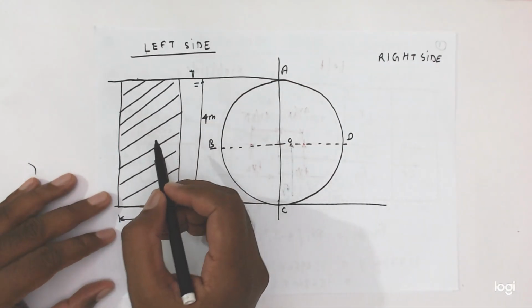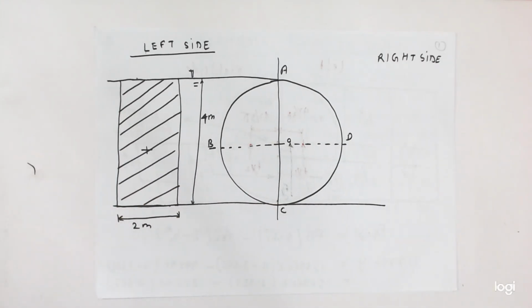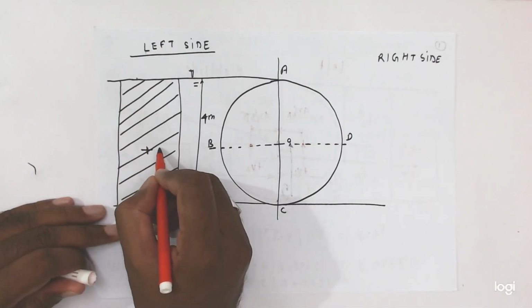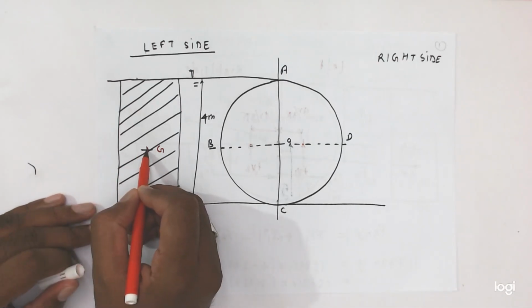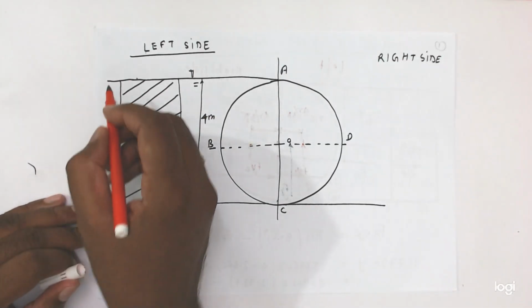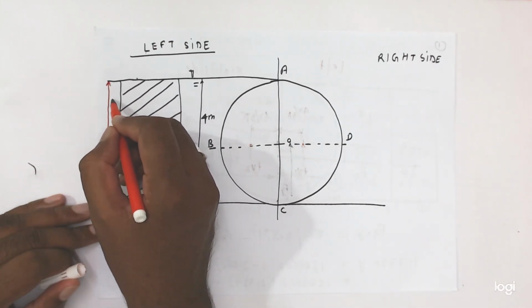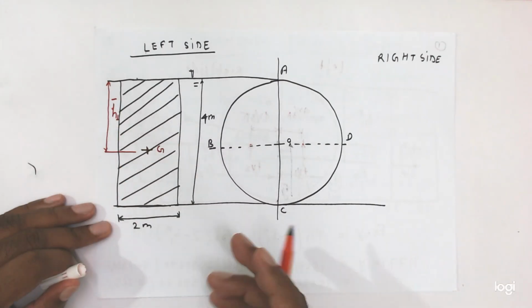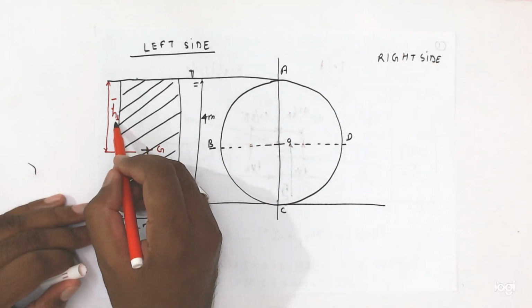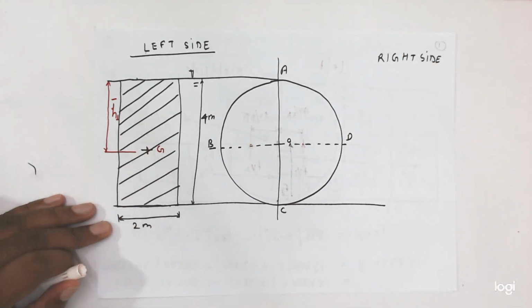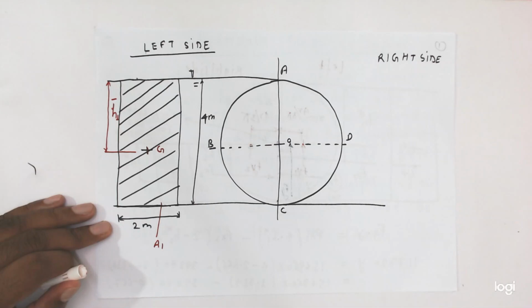Now friends, here this is the center of gravity point G, and here the center of gravity to free surface is the h bar. So this distance equal to h bar. We can say this is h1 bar because right side is there now also. So we are giving here left side h1 bar. Now here we can give this area is equal to A1. Okay, friends.